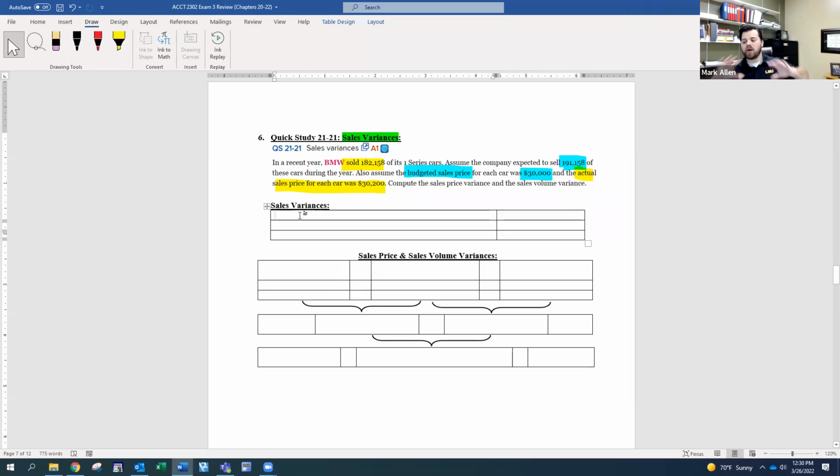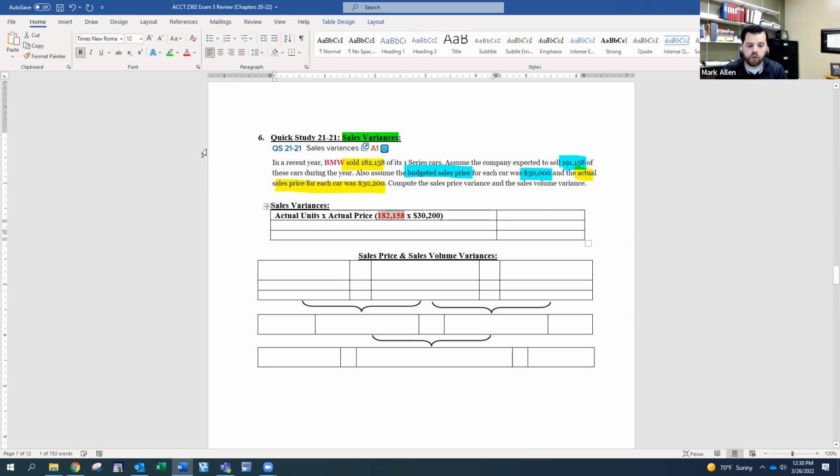And now, once again, I'm going to recommend you build the overall variance out first, then break it into its two pieces. So here we go. Actual units times actual price. This 182,158 times 30,200. And just as we've been doing, I'm going to make this number red, just so it's easier for us to follow through in the math below. This gives us a really nasty number, $5,501,171,600. Now we need to compare that to standard units times standard price, or budgeted units times a budgeted price.